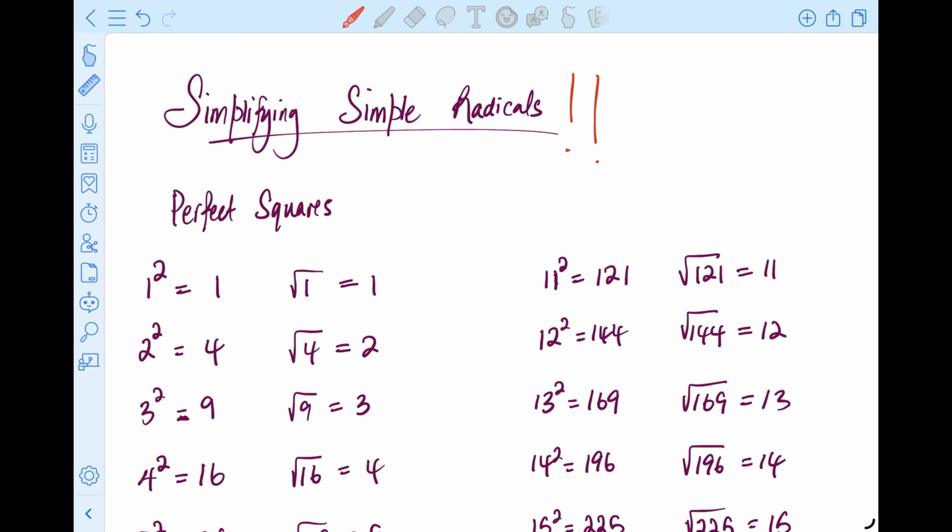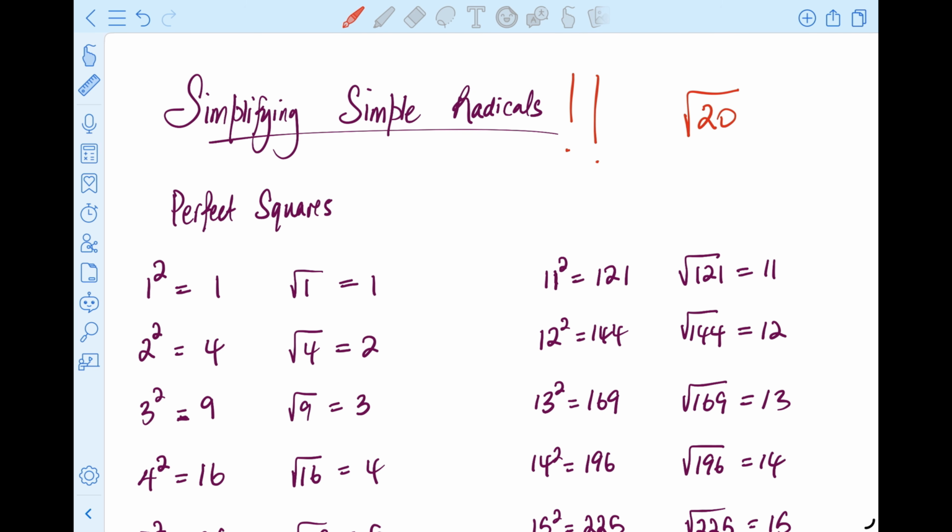Reason being, when you're doing geometry, you're going to be doing a lot of topics that will require you or have you end up with radicals. And most of the time you will be required to simplify the radical instead of using your calculator to do it. For example, you might get something that looks like the square root of 20.